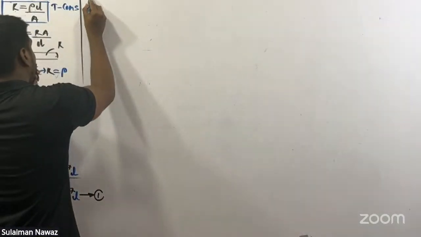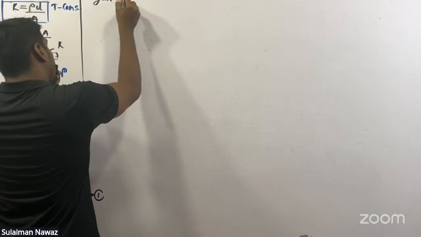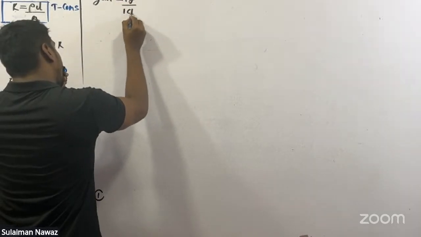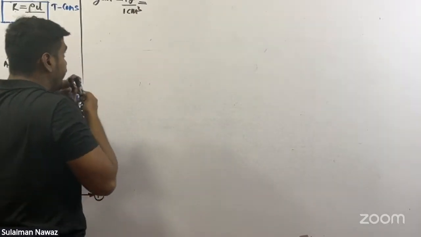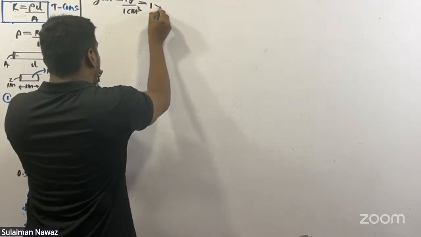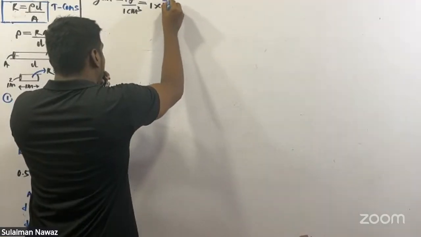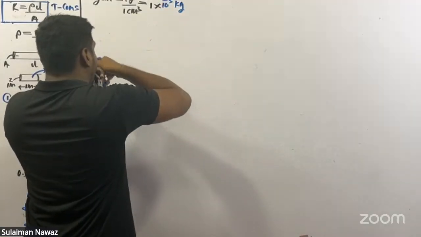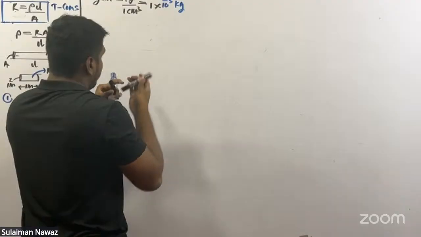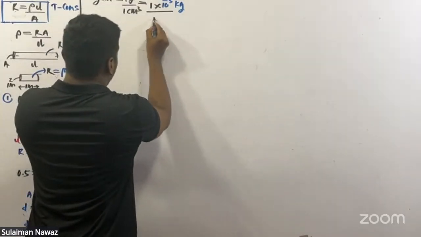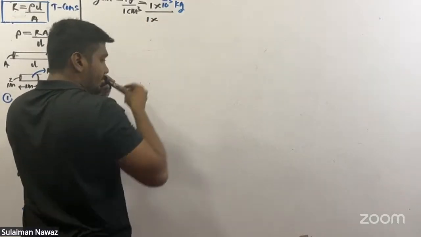So remember, 1 gram per centimeter cube, that means 1 gram over 1 centimeter cube. How do we convert grams into kilograms? We multiply by 10 to the power minus 3. How do you convert centimeter cube into meter cube? You multiply by 10 to the power minus 6.